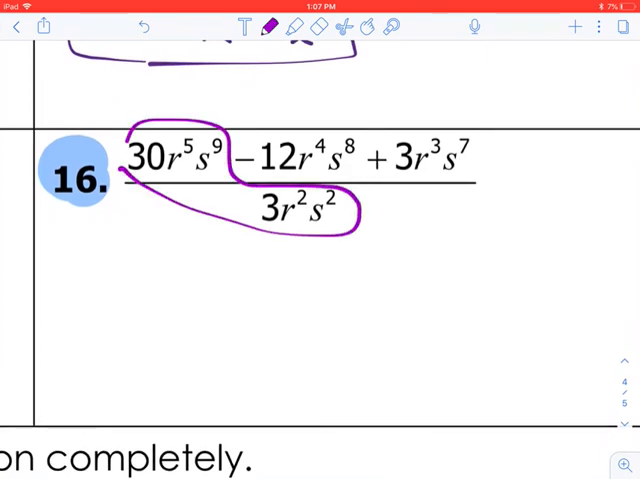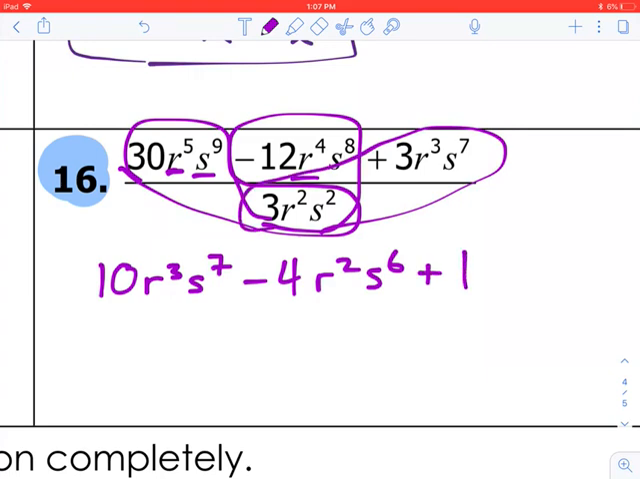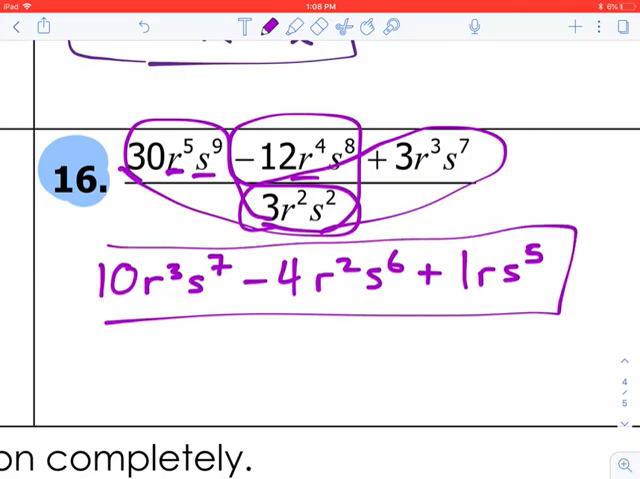We've got 30 divided by 3 is 10. For r, 5 minus 2 is r to the third. For s, 9 minus 2 is 7. Next one, negative 12 divided by 3 is negative 4. For r, 4 minus 2 is 2, so 2 r's left. 8 minus 2 is 6. And then the last one, 3 divided by 3 is 1. 3 minus 2 is 1 left, r. And then 7 minus 2 is 5. And there's my final answer.